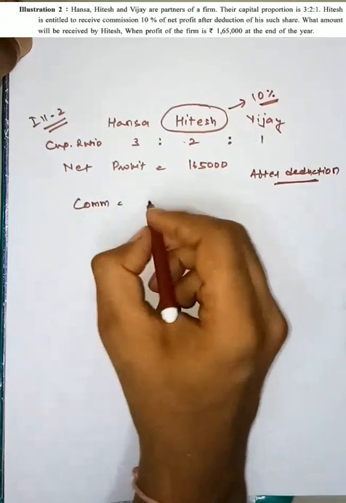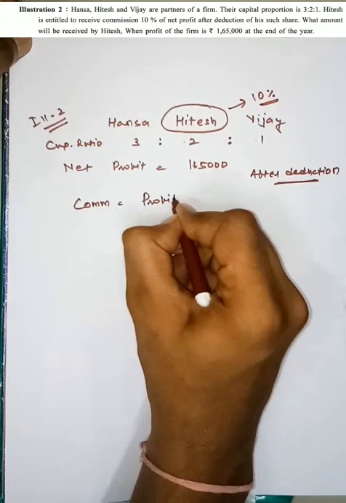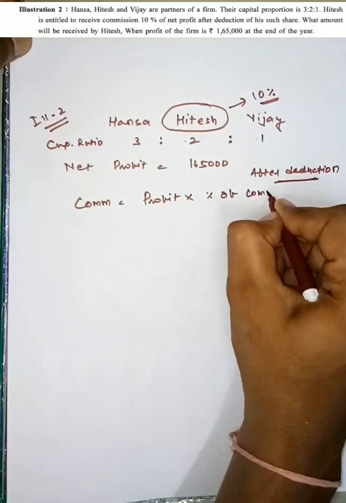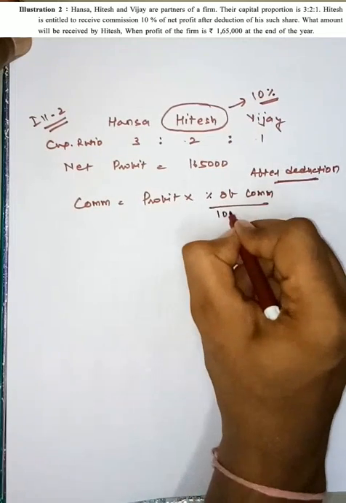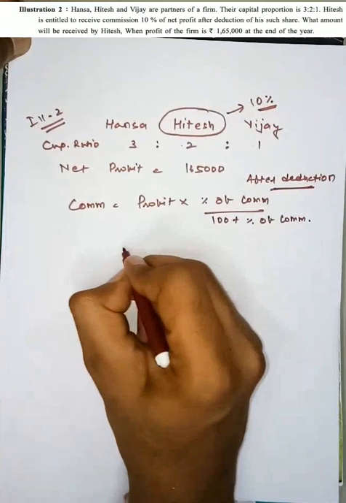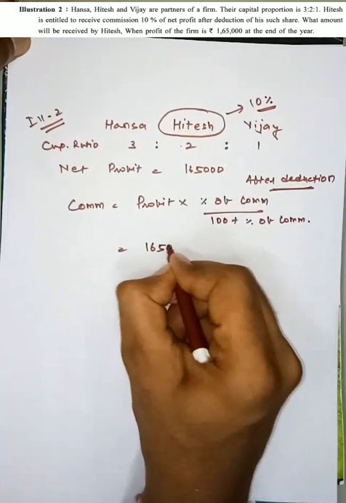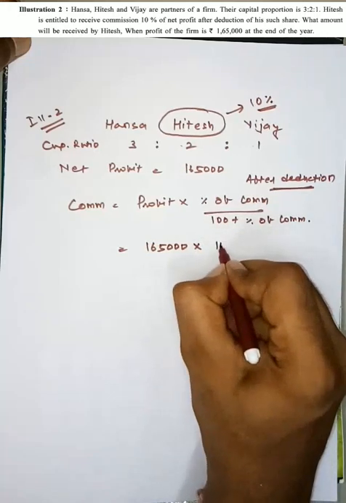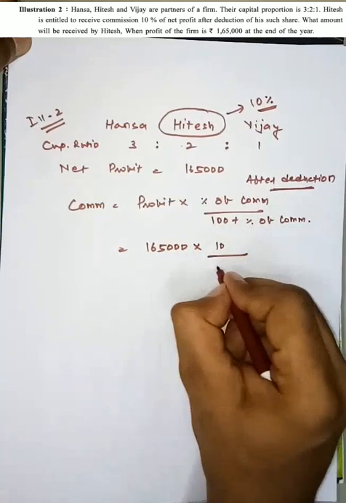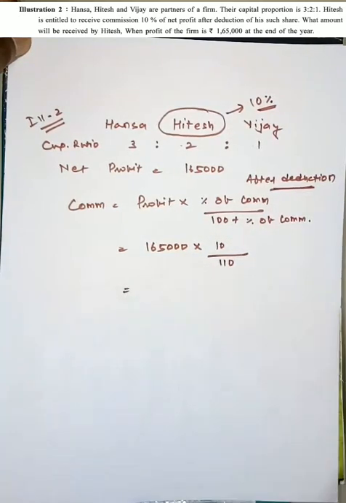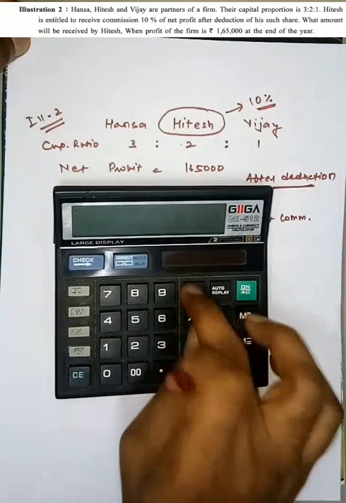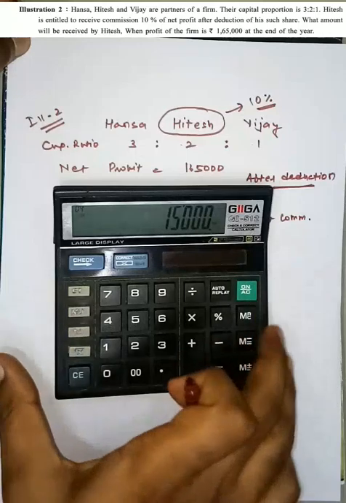So what will be the formula? Commission is equal to profit into percentage of commission divided by 100 plus percentage of commission. So what is the profit? The profit is 1,65,000 multiplied by 10 divided by 100 plus 10%, that means 110. So what will be the answer? Let's calculate. 1,65,000 into 10 divided by 110. So the answer is 15,000.